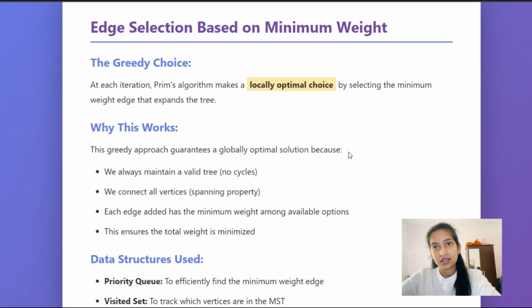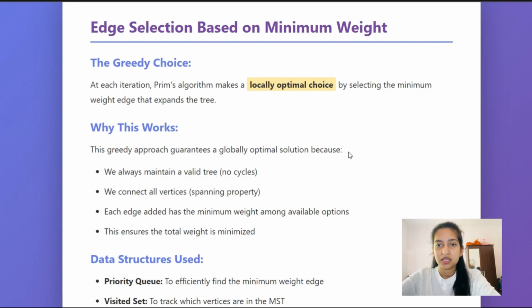Why does this work? There are several reasons. First, we always maintain a valid tree structure with no cycles. Second, we connect all vertices, giving us the spanning property. Third, since each edge we add has the minimum weight among all available options at that moment, we ensure the total weight is minimized.